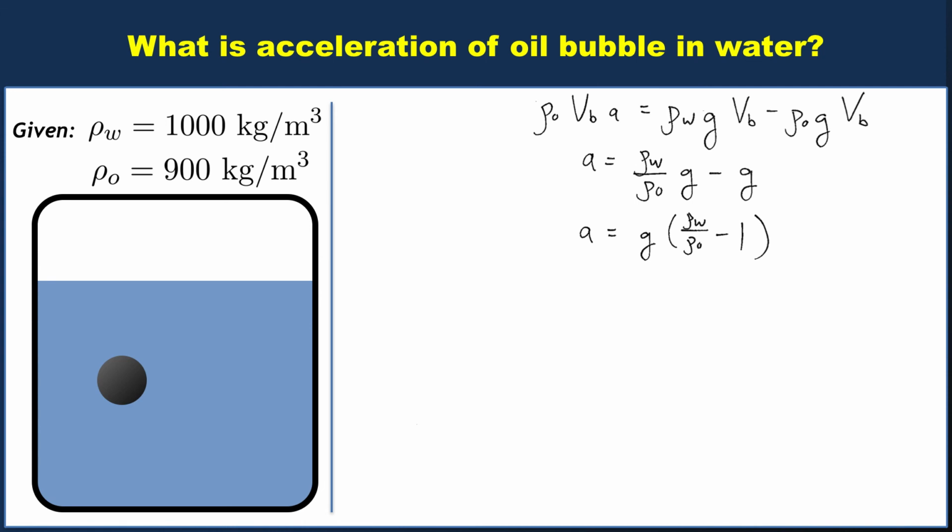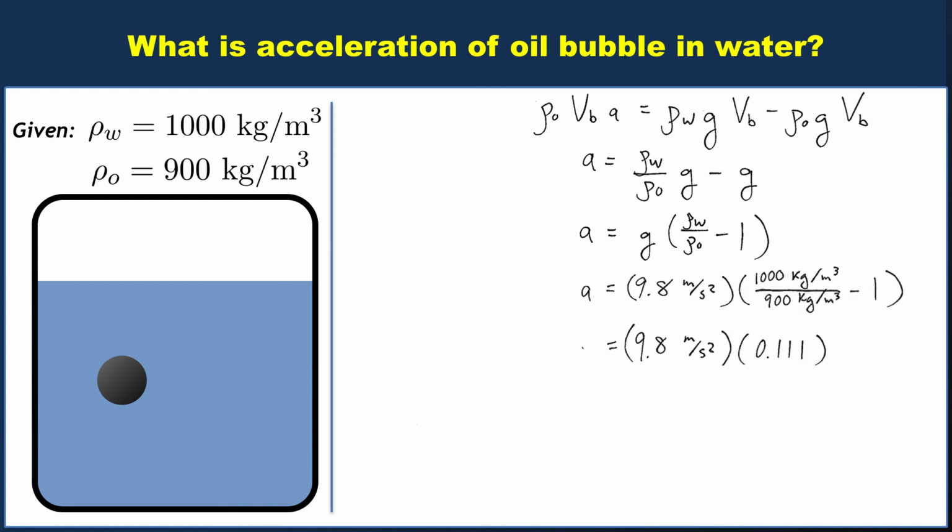To finish off the problem, let's put in some values, and all we need to do is multiply this out to find that the acceleration of the oil bubble in water is 1.09 meters per second squared. So an appreciable acceleration, but one that is smaller in magnitude than 9.8 meters per second squared. Also, the fact that this acceleration is positive, and that in our free body diagram we had assumed the positive direction was up, tells us that indeed oil does rise in water.